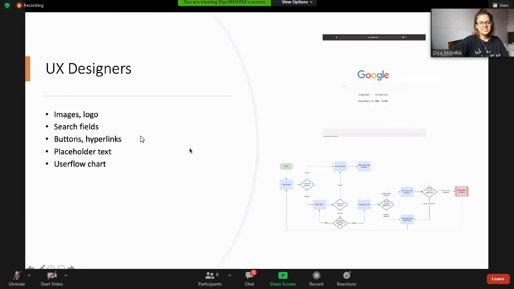The designers in this case would be UX designers, UX standing for user experience. And some of the things they'd have to consider would be the placement of images, logos, search fields, if a button is clicked on, what will happen, or simply hovered over. Do they have different functionalities? And does the hyperlink redirect the user to another web page, or just the location of the information in the same web page?